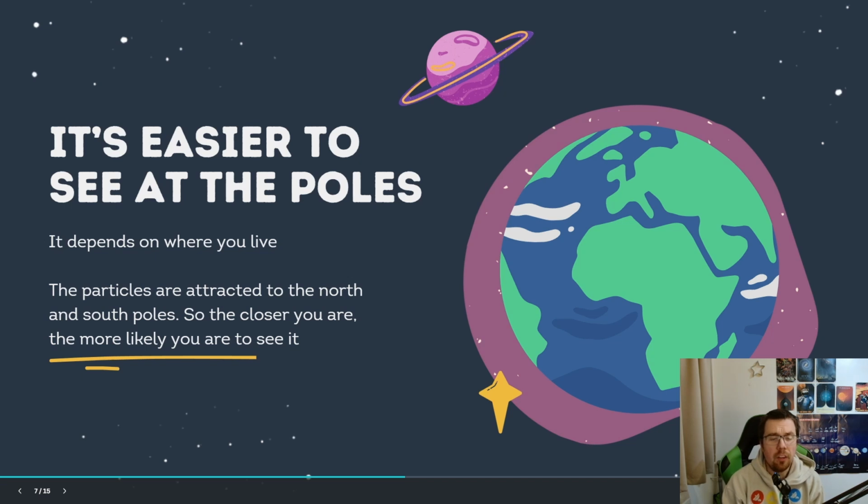The other thing as well is it's easier to see the aurora at the poles. So it really depends on where you live. The particles from the sun are magnetic, and they get attracted to the north and south poles. So you tend to see the northern lights within the Arctic Circle, and you tend to see the southern lights within the Antarctic Circle.